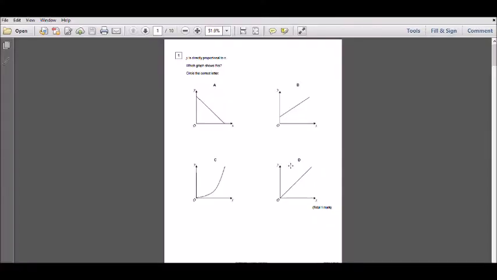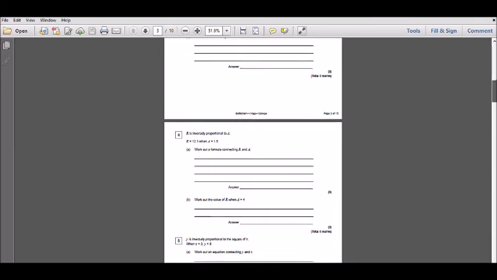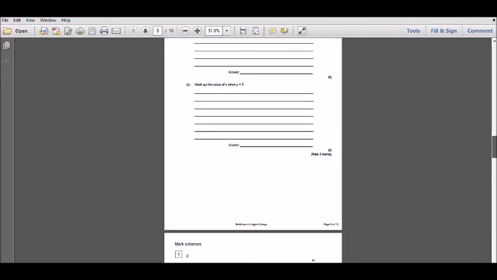Alright, so now that you've seen two examples, please could you find your exam questions on Google Classroom and give these a go. So all your answers are at the bottom.